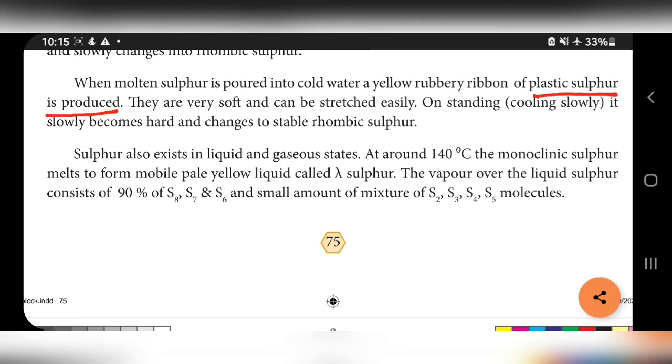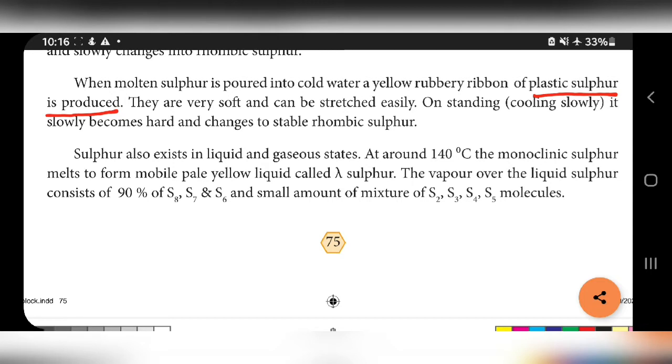When molten sulfur is poured into cold water, plastic sulfur is produced. It is very soft and can be stretched easily like rubber. On standing, it slowly becomes hard and changes to rhombic sulfur. So we can convert plastic sulfur to rhombic sulfur: on standing, it slowly becomes hard and is converted into rhombic sulfur.